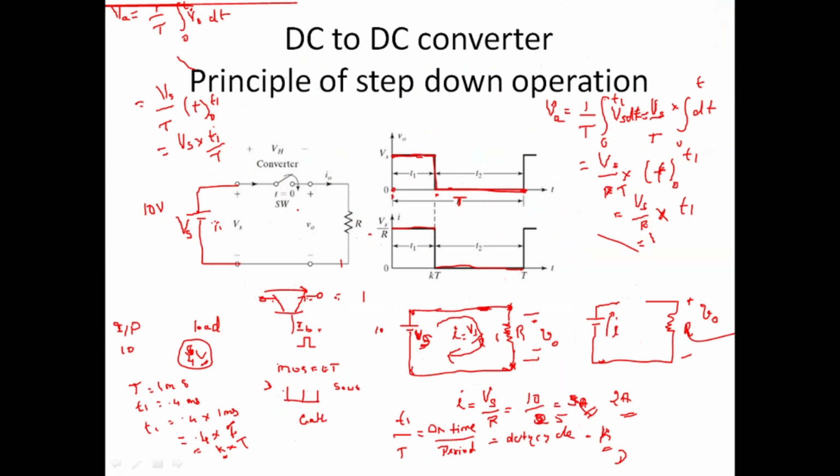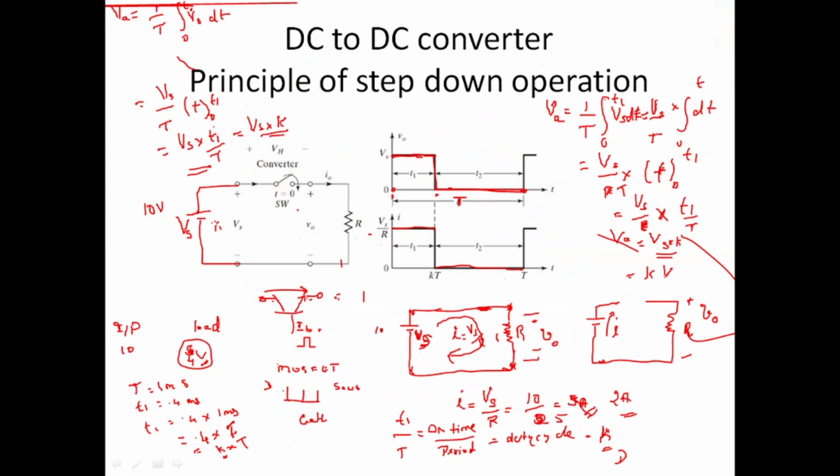This R is not there here, so T is there. Correct. So Vs, same thing. Instead of Vs into T1 by T, I can write K. I will continue here onwards. So Vs into K is the average value. K is the duty cycle. So what is the formula for average value?